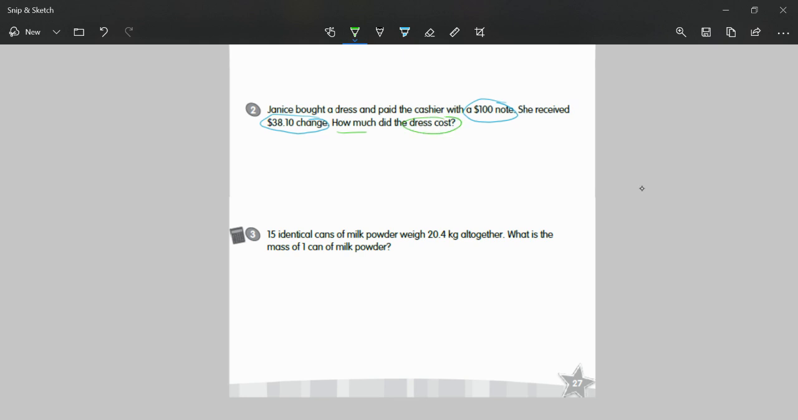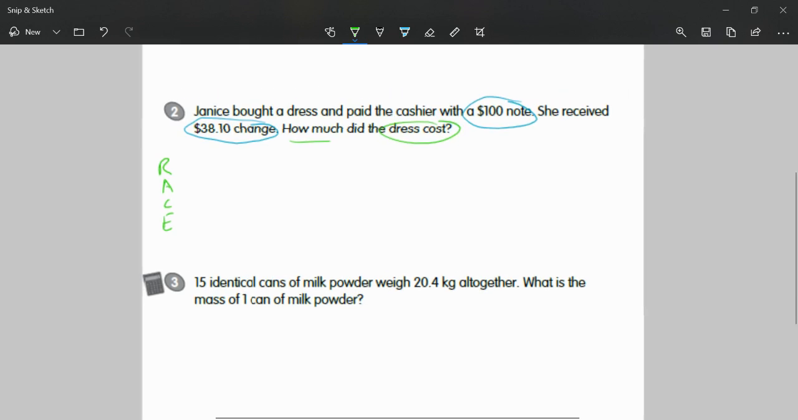Okay, let's go back to my RACE and do a quick read. Janice bought a dress and paid the cashier with a $100 note. She received $38.10 change. How much did the dress cost? Okay, so she bought a dress, paid $100 and got some money change. So I've done my reading. So you know that she paid more than what the dress cost. That's why there's a change.